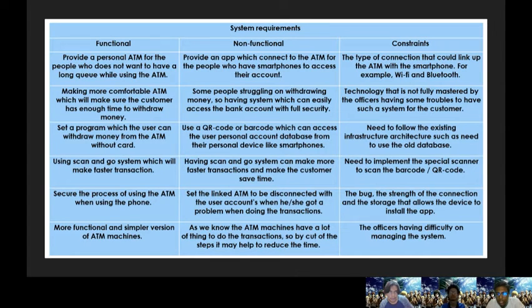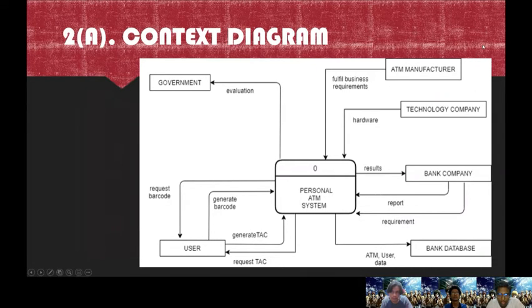The type of connection that could link up the ATM with the smartphone is, for example, Wi-Fi and Bluetooth. And last one, technology is not fully mastered by the officers, having some troubles to have such a system for the customer. Next slide. Next will be continued by Fakro.